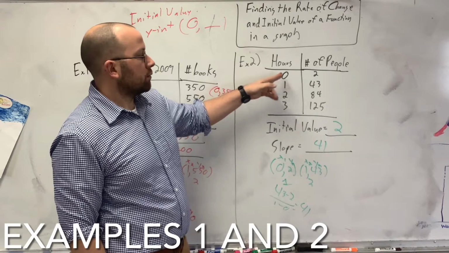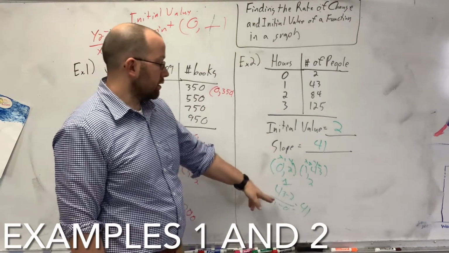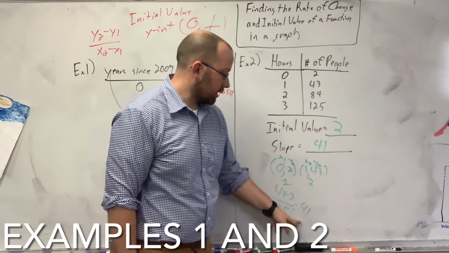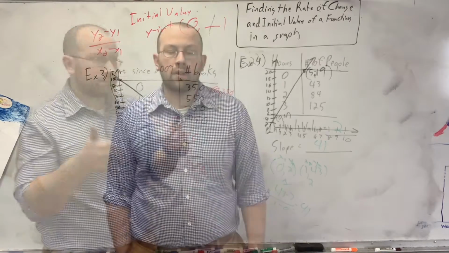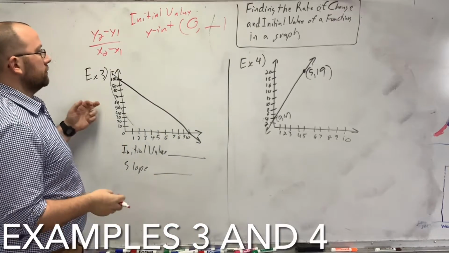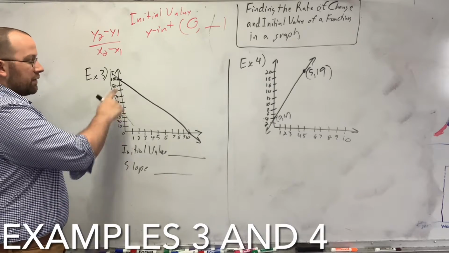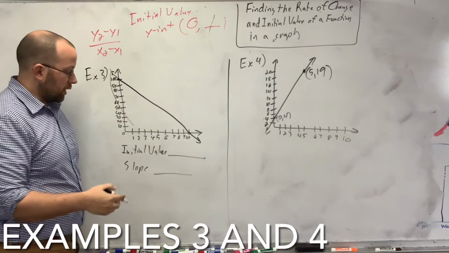So you started with 2, that's your initial value or your y-intercept. And then your slope or your rate of change, you gain 41 people per hour. All right, now we're gonna find this one from a graph. All right, so we have our graph here. We have a linear function, even though it's not super straight.